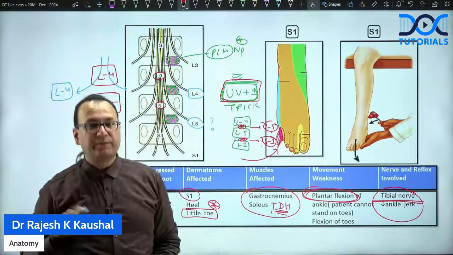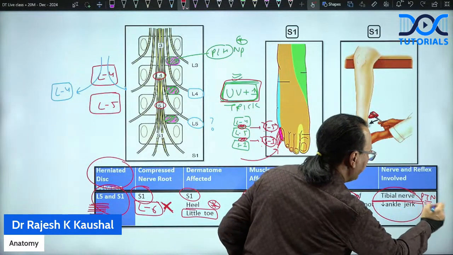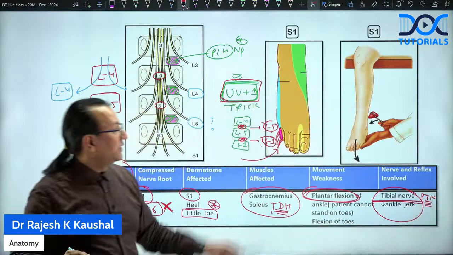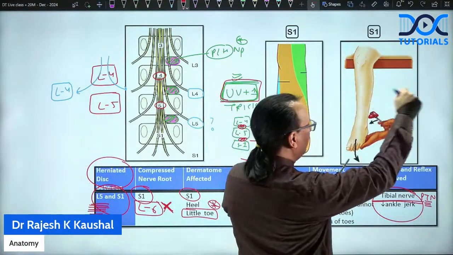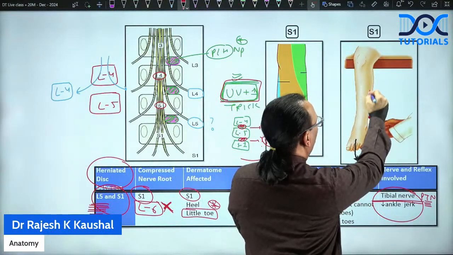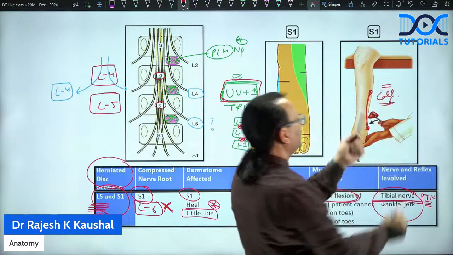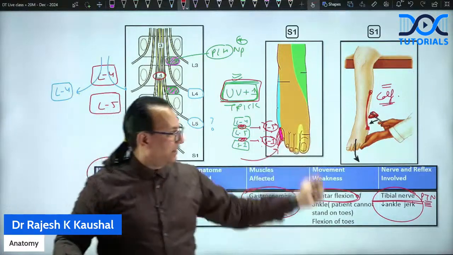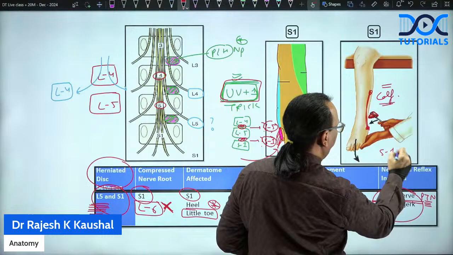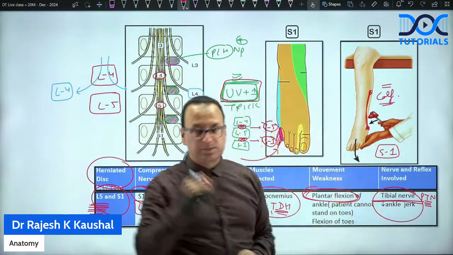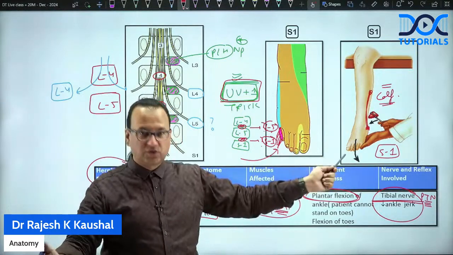Which nerve is that? Tibial nerve, which is the other name of posterior tibial nerve. And what are you doing here? I am taking a knee hammer and hitting the tendon of the posterior leg muscle, the calf muscles. So when you hit the tendon of the posterior calf muscle, what happens? Plantar flexion. What is the root value? S1. So is it working in this patient? No. Why is it not working? Because the S1 nerve root is not working.